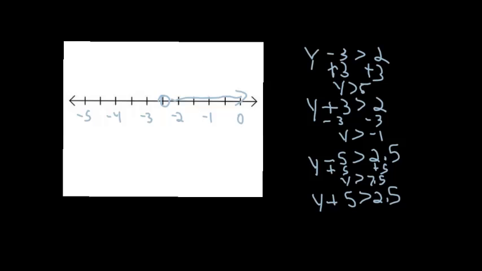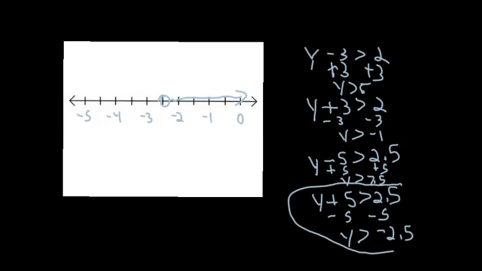So let's try the last one. We're going to subtract 5 from both sides. So we get y is greater than negative 2 5/10, which is the graph being shown, so the last one is the correct answer.